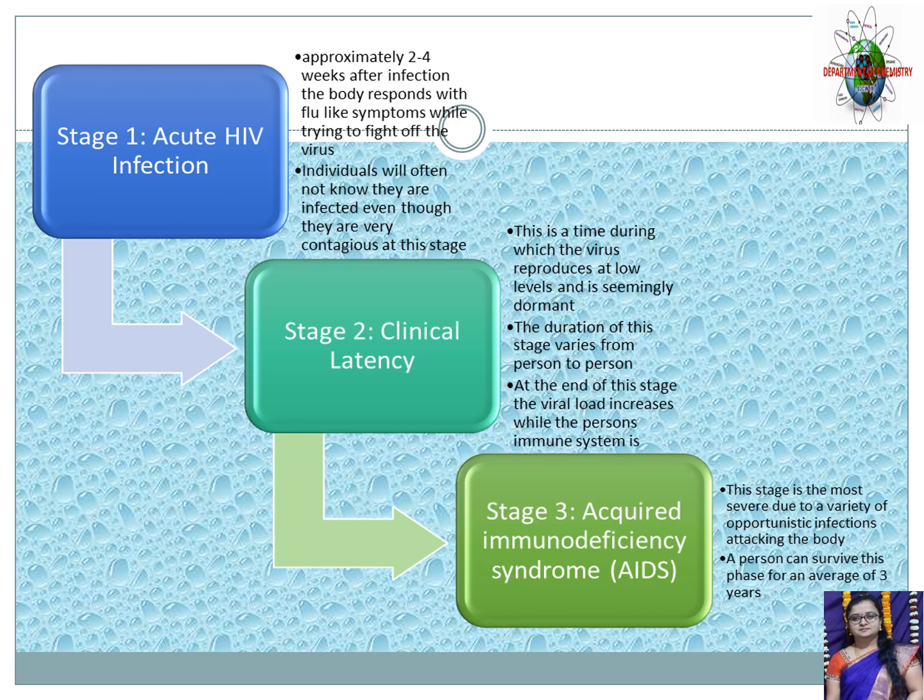Stage 3 is the crisis phase, otherwise known as acquired immunodeficiency syndrome. That means this stage is otherwise termed as AIDS. This stage is the most severe due to the variety of opportunistic infections attacking the body. A person can survive this phase for an average of 3 years.